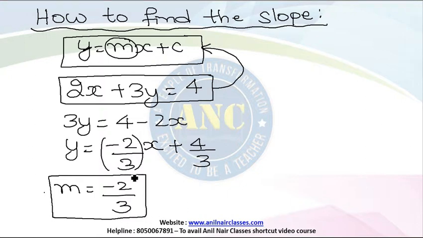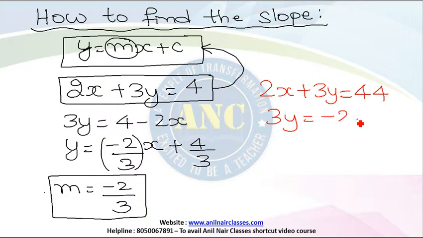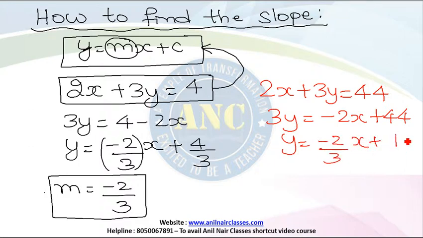Now think a little logically. I am not only teaching you how to find the slope of this line, think a little logically. Suppose the equation is 2x plus 3y is equal to 44. Earlier the equation was only 4. Now I am making it 44. Same thing if I simplify: 3y is equal to minus 2x plus 44, and y will be equal to minus 2 by 3 times x plus 44 by 3. That means again the slope value is minus 2 by 3 itself.